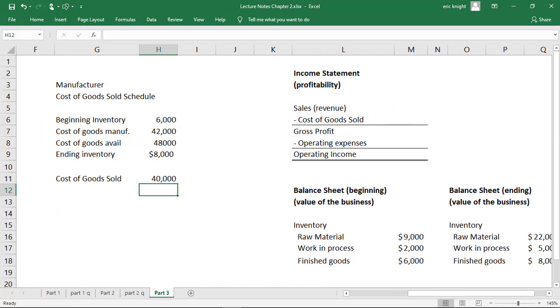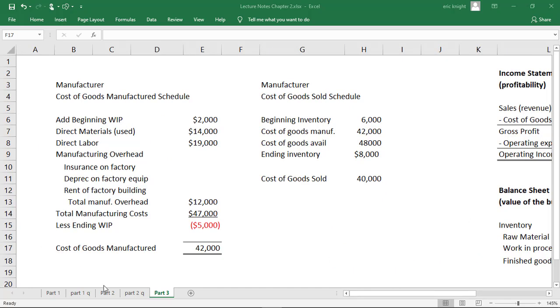Now, one problem we have is that I just gave you the direct materials used, but we really need to figure out what those are. And so what we need to do with the direct materials used is figure out how much of the raw material was there in the beginning, how much was there at the end, and figure out how much of it was used. So to get this $14,000, let's look at another schedule.